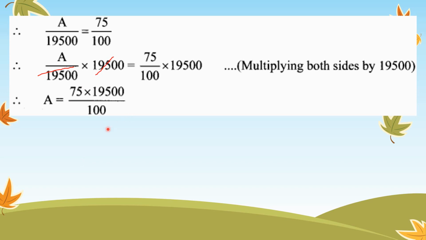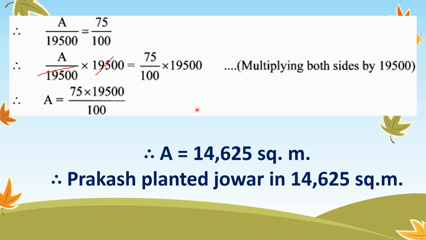When you solve this, A is equal to 14,625 square meter. So Prakash planted Jawar in 14,625 square meter.